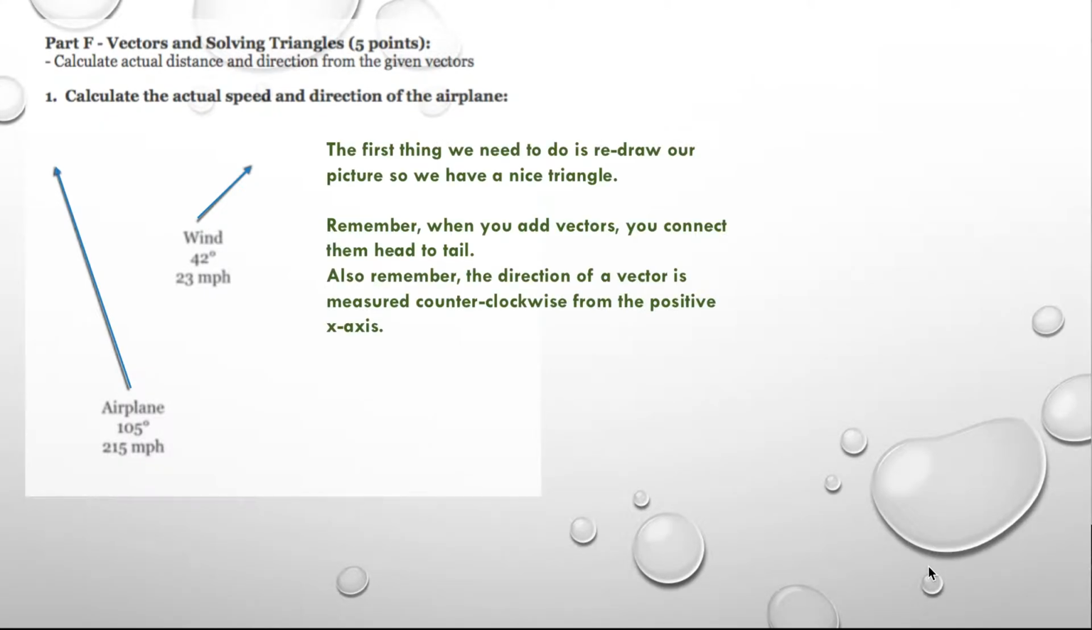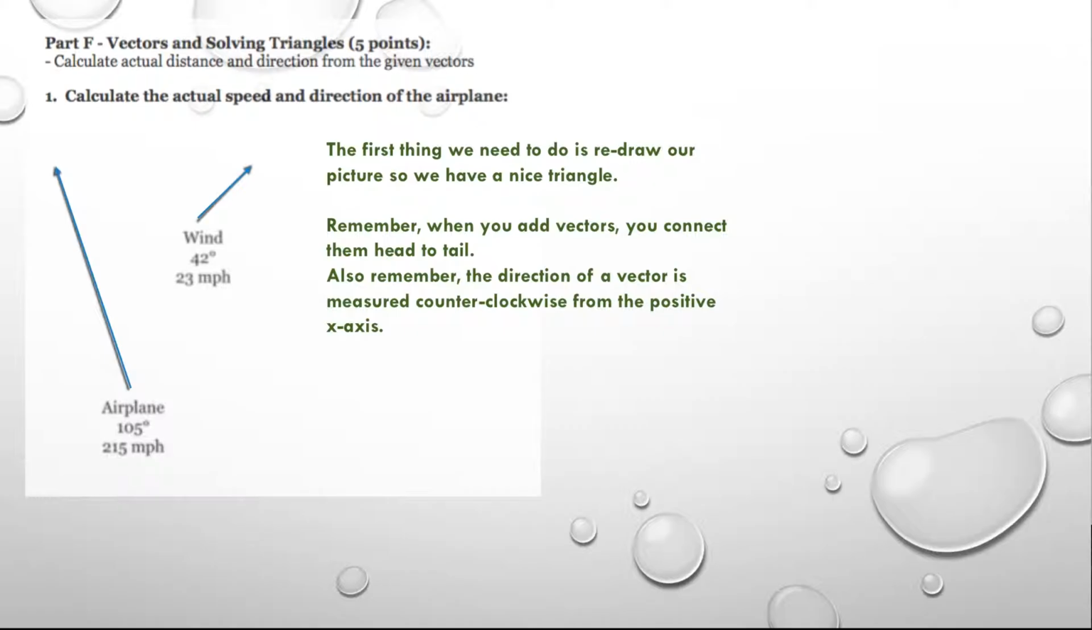Vectors and solving triangles. What we want to do now is calculate the actual speed and direction of the airplane, and this involves taking vectors and adding them together. So we have an airplane at 105 degrees at 215 miles per hour, and we have the wind blowing at a direction of 42 degrees and 23 miles per hour.